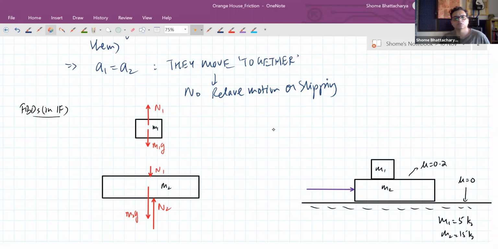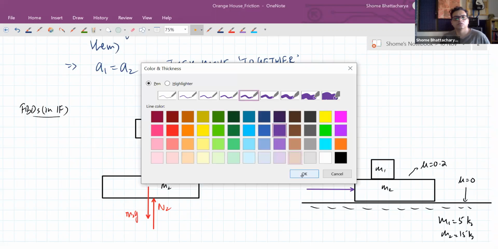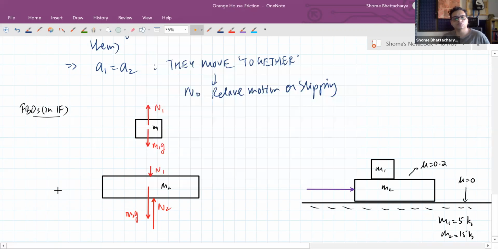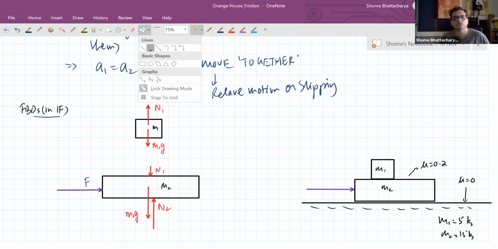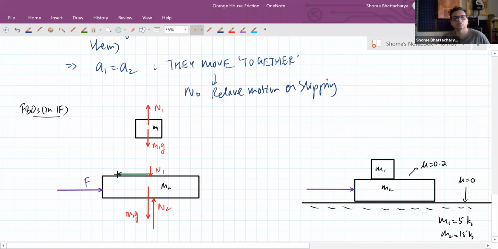Now the horizontal force. So the moment I'm applying this horizontal force here, as we've discussed, friction will immediately start acting without fail backwards on this block and forward on this block. And in the process, this block has a forward acceleration A1, let's say. This block has a forward acceleration A2.